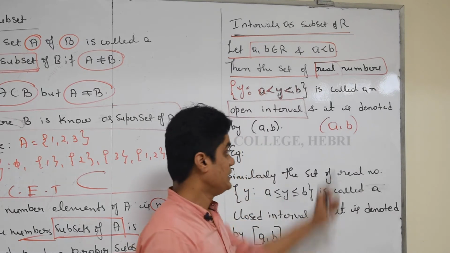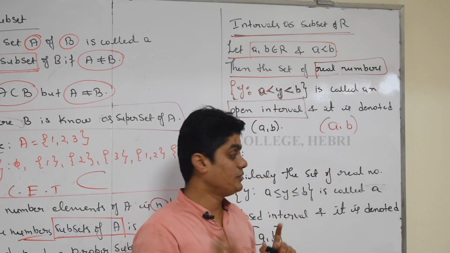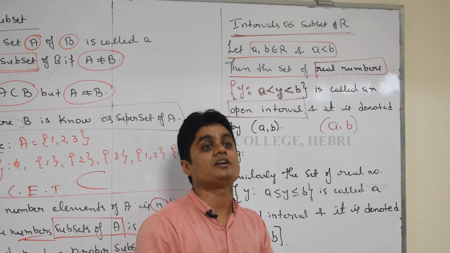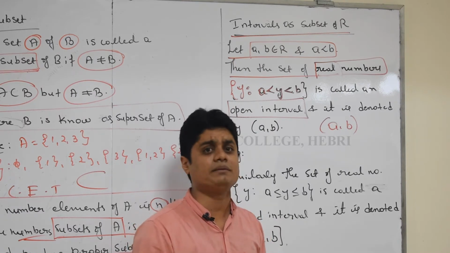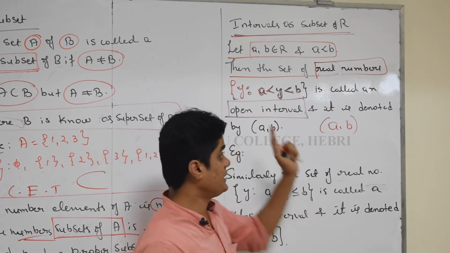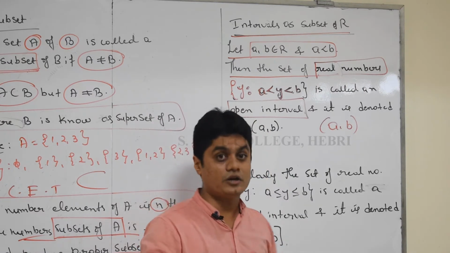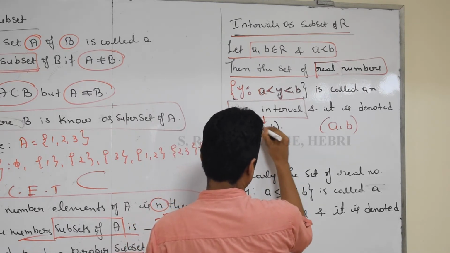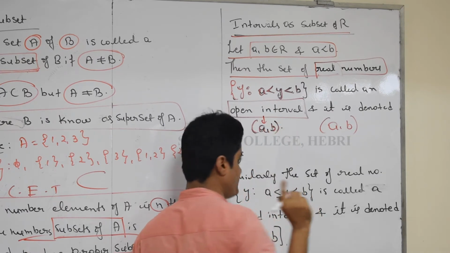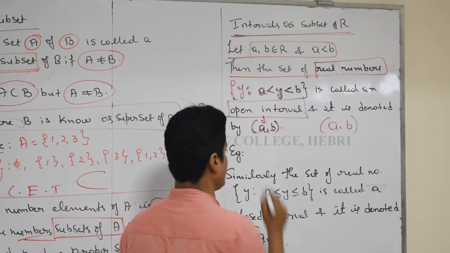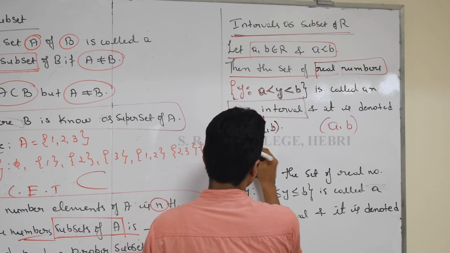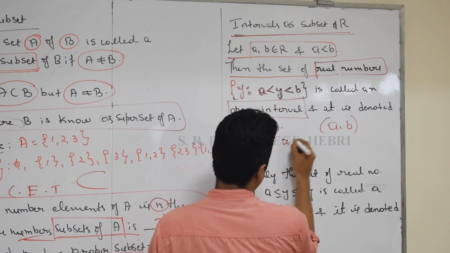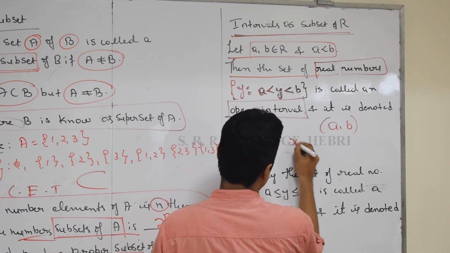Open interval uses a round bracket. In an open interval, the extreme values are not included, but any real number you take must be between A and B. So remember, this is known as an open interval, and it should compulsorily use a round bracket. For example, suppose I write x such that x is a real number between 2 and 10.